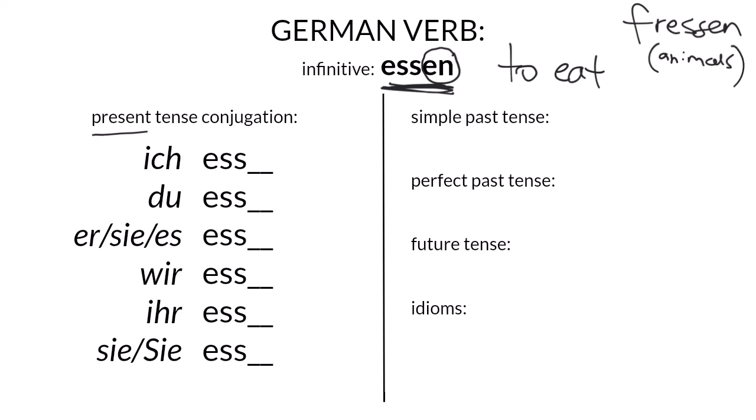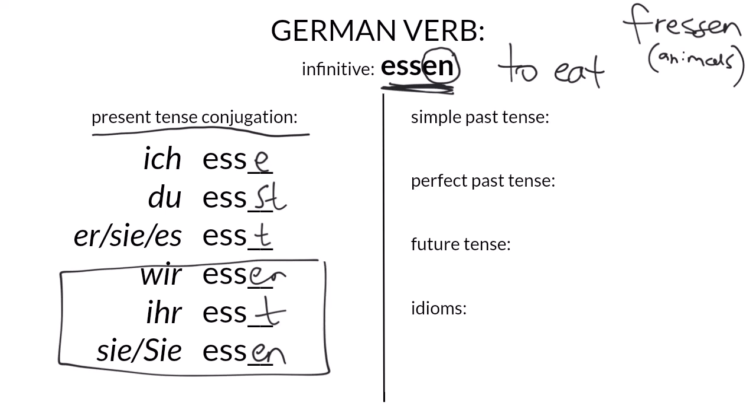Let's look at our present tense conjugation. And let's put the endings on that we would usually expect and see if they work. So e, st, t, en, t, and en. As per normal, our plural forms are perfectly regular. There's nothing strange about them, really, ever in German verbs. The ich form is also correct.